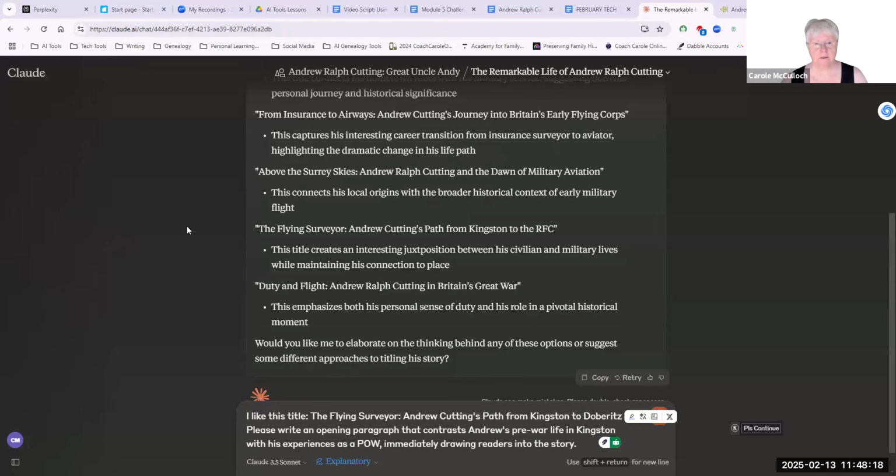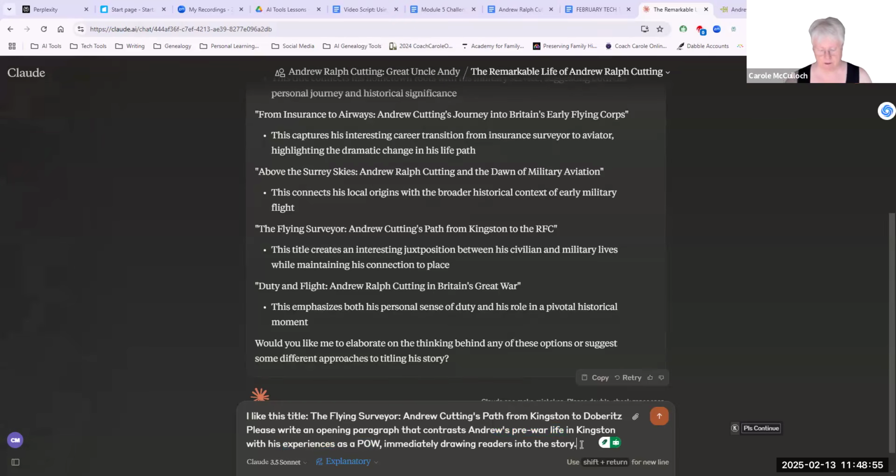Taking the title, The Flying Surveyor, to the next step, I put in a new prompt down here. I like this title, Flying Surveyor, but I've added my own version of the subtitle, Andrew Cutting's Path from Kingston to Brits. Now I'm asking it to write an opening paragraph that contrasts Andrew's pre-war life in Kingston with his experiences as a POW. So that will immediately draw readers into the story. So we're just getting an opening paragraph.